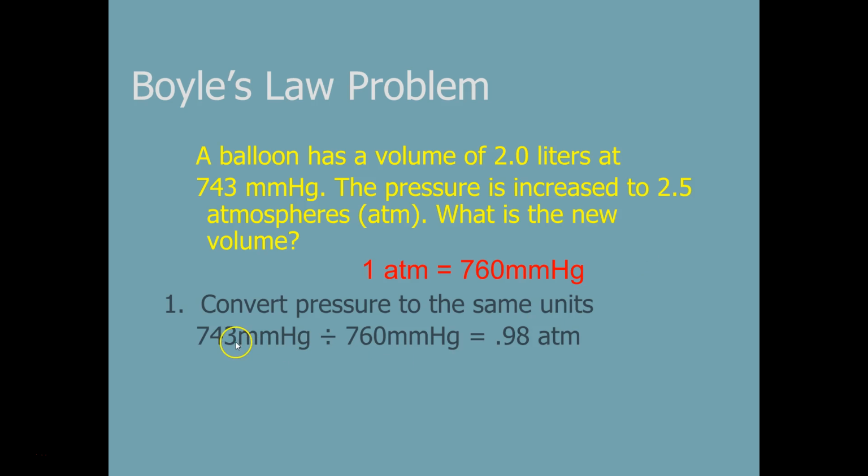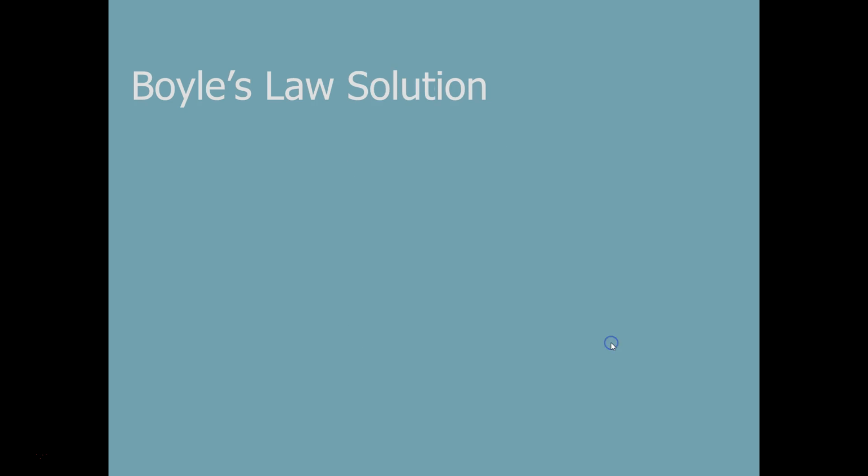So I'm going to convert my 743 to atmospheres. I take 743 millimeters of mercury, multiply it by my conversion factor of 1 over 760, which is the same as dividing it by 760, and I get a pressure of 0.98 atmospheres. Now that I have that variable defined, I can go ahead and solve my problem. I'm trying to figure out what V2 is.